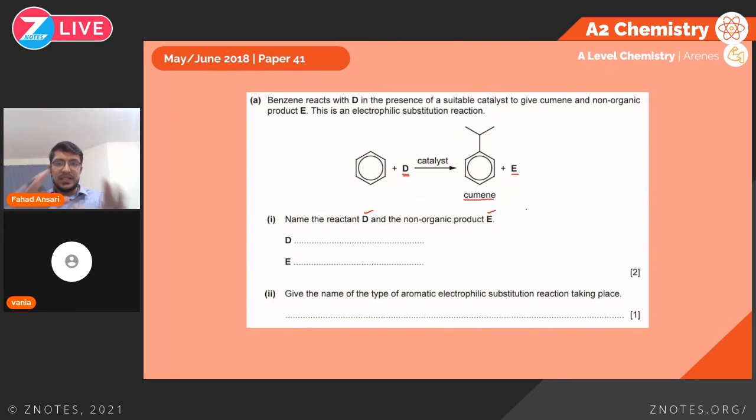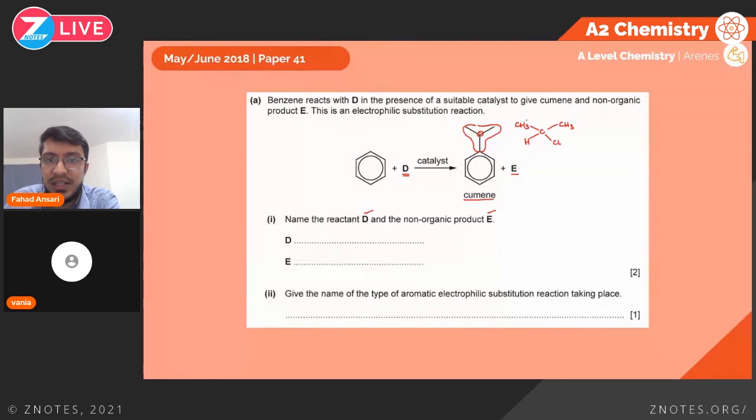Now, remember that in cumene, we have an alkyl group. This is a skeletal formula, right? So this is going to be CH3, and this is bonded to a carbon, which is bonded to another CH3. Now this carbon is directly bonded to the benzene ring, so we want to come up with a structure for the reactant D. So this carbon is bonded to 2 CH3 groups. The other two things it's going to be bonded to are obviously a hydrogen that is not shown in the skeletal formula, and a chlorine. Because remember, whenever we have an alkyl group bonded to benzene, that means we have an alkyl chloride that was involved.